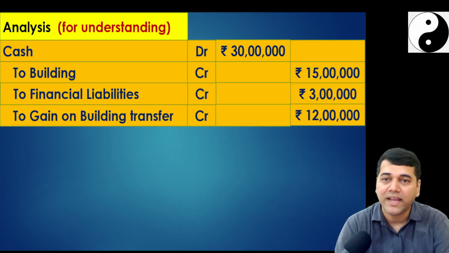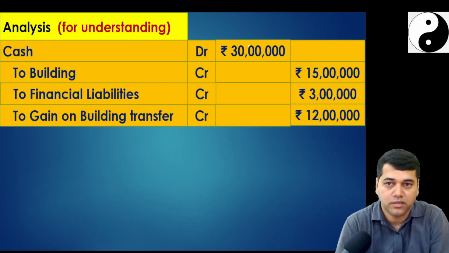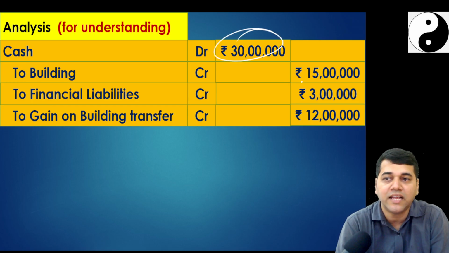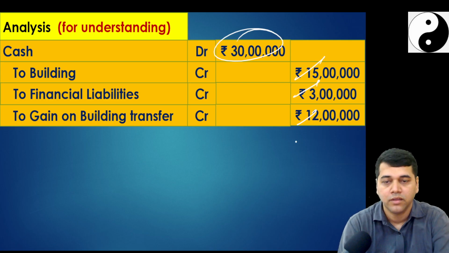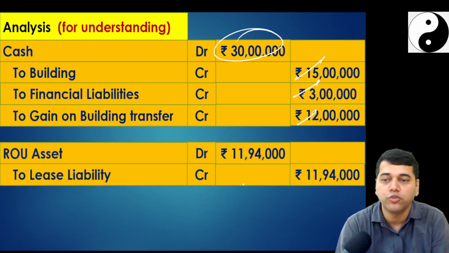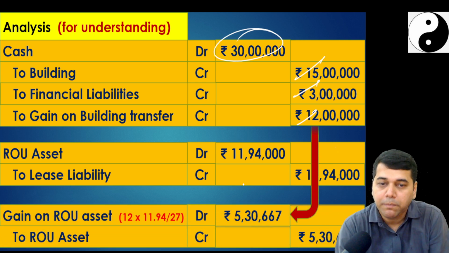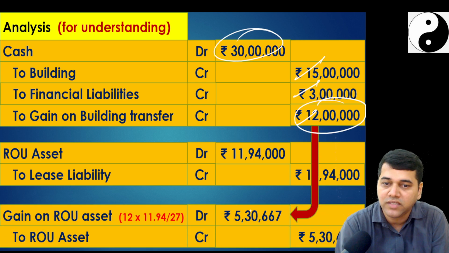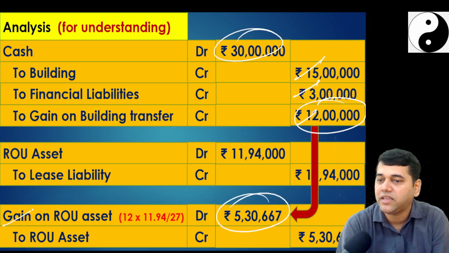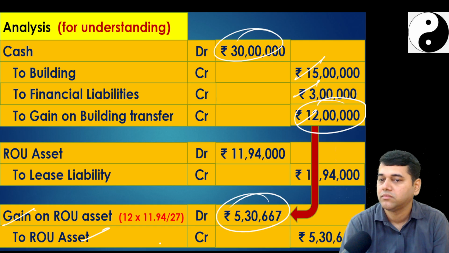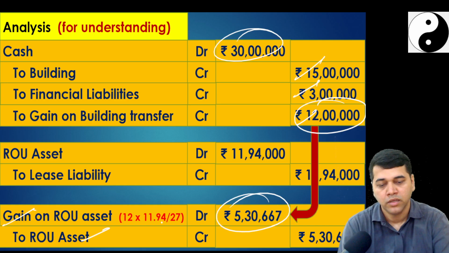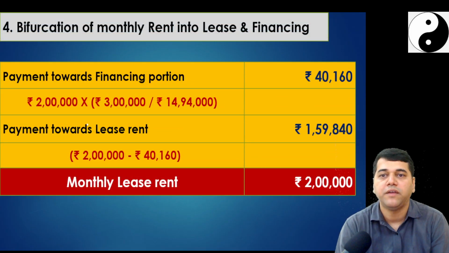Now, how do we understand this? See, generally, genuinely, 30 lakhs to building, to liability, 27 lakhs. This is the entry. I would have passed one more entry, ROU to lease liability. Then the proportionate of this, I recognize gain on ROU to ROU. Follow? Yes, students. So now bifurcation of monthly rent.